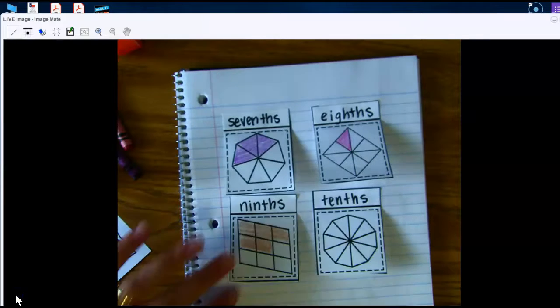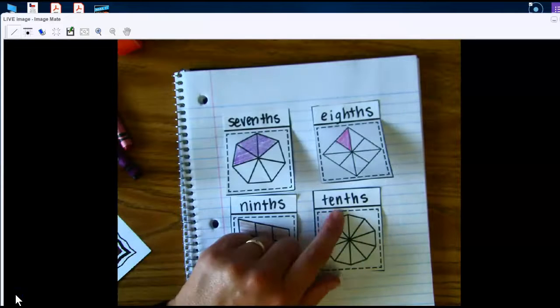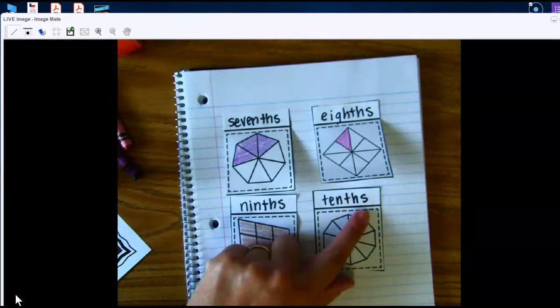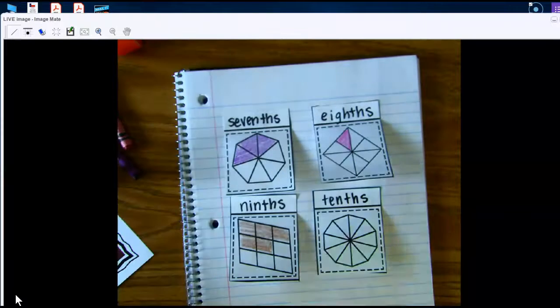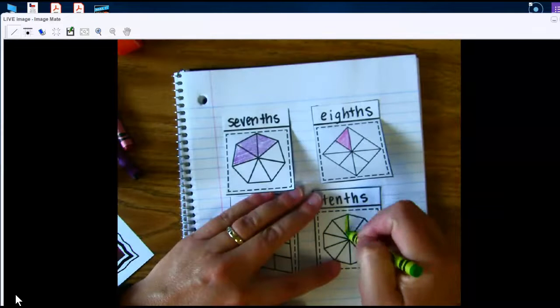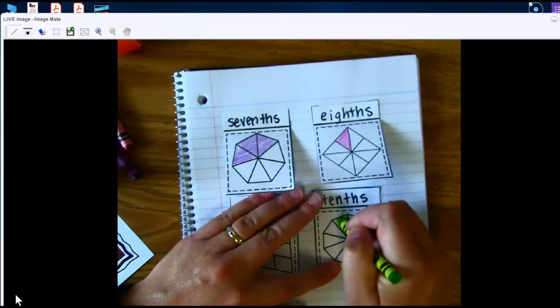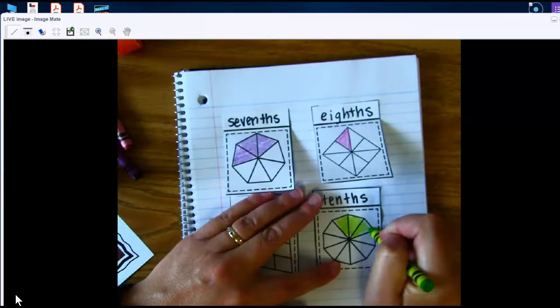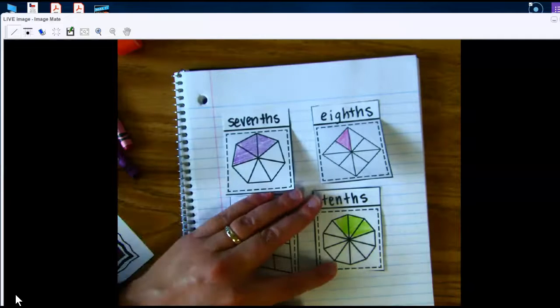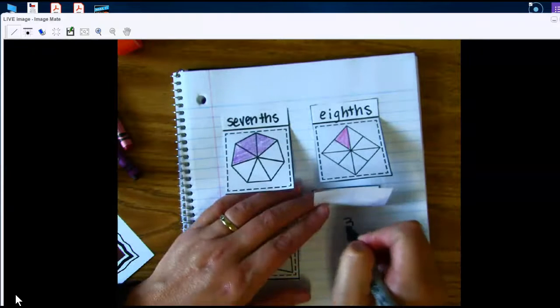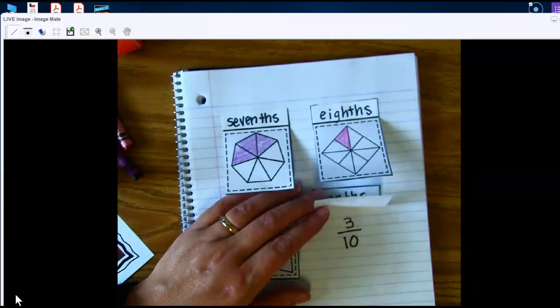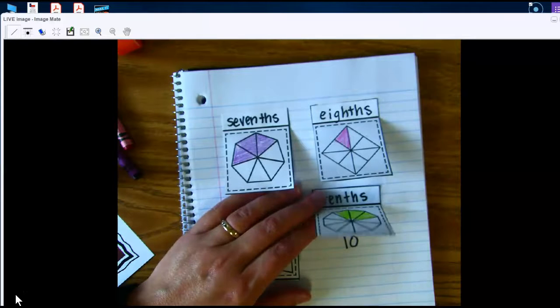Okay, we have the ninths. I did 5 ninths. Now we're doing tenths. I think I'm going to color 3. So the way I do that is 3 on the top, and on the bottom I put 10, and I say 3 tenths.